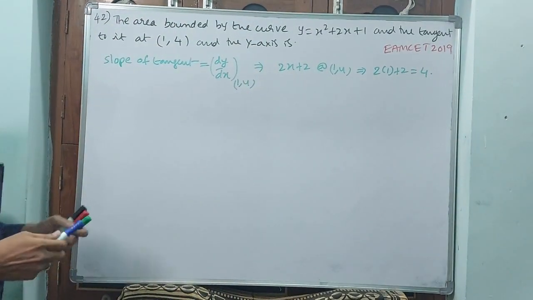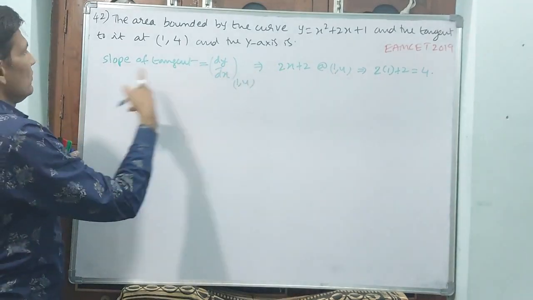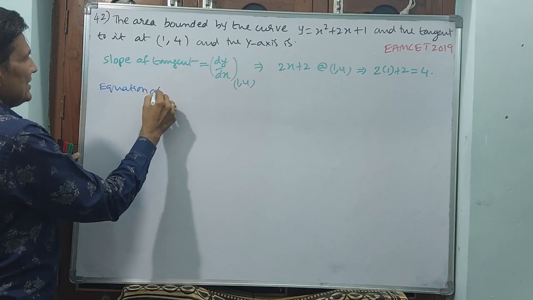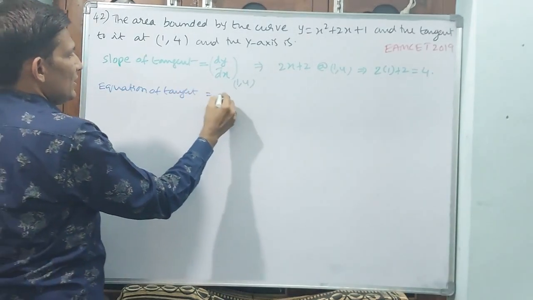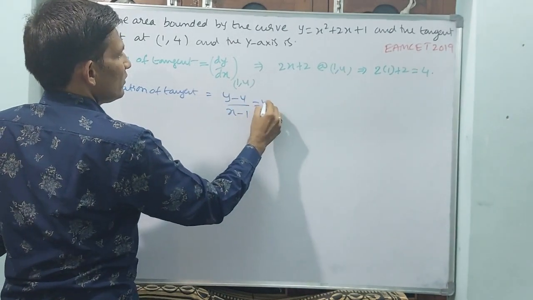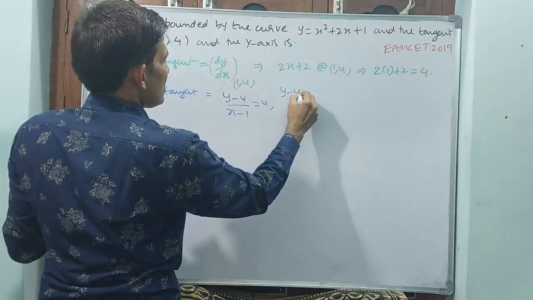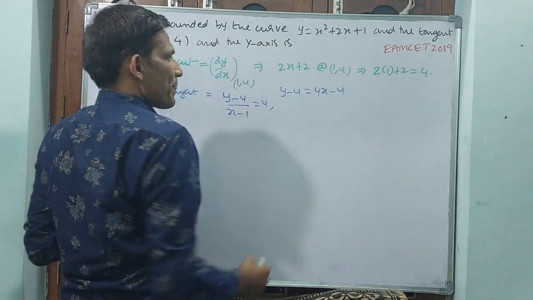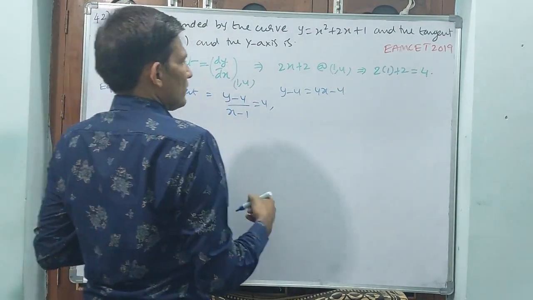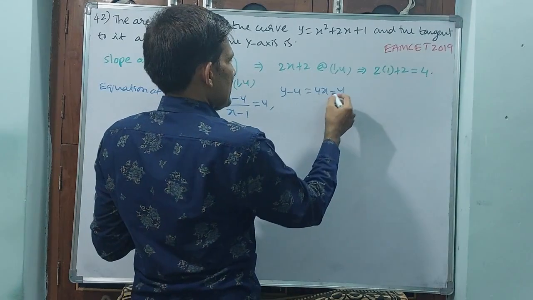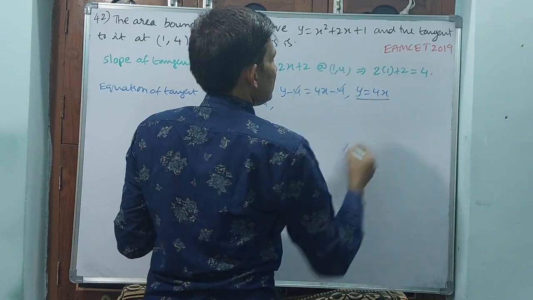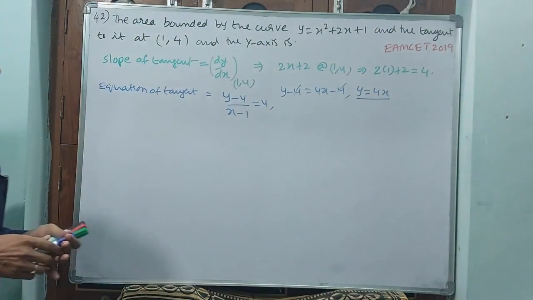Okay, now the equation of tangent. Slope is 4. Slope is 4. Equation of tangent is y minus 4 by x minus 1 is equal to 4. Or else y minus 4 is equal to 4x minus 4. Okay, and minus 4 if you cancel, y is equal to 4x is your equation. Okay, tangent equation, line equation.